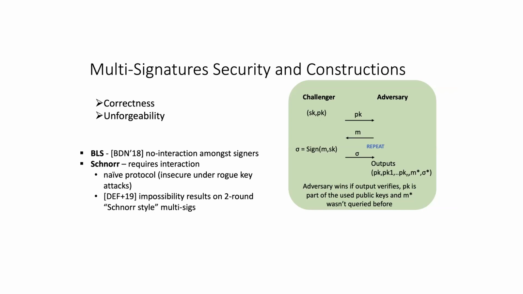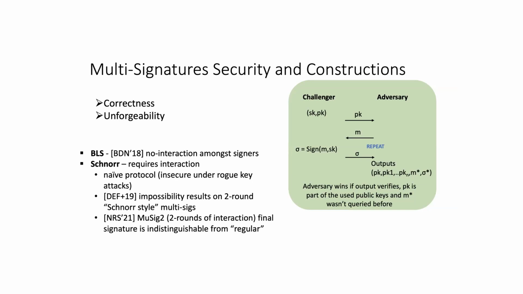Again, there has been a long line of research on Schnorr multi-signatures, and I'm giving you only the most notable results. There was an impossibility result at some point on 2-round Schnorr-style multi-signatures. And more recently, there was a paper that actually managed to overcome this interaction by changing a little bit how the signing process would work. This is the so-called MuSig2 scheme, for those of you that have heard of it.